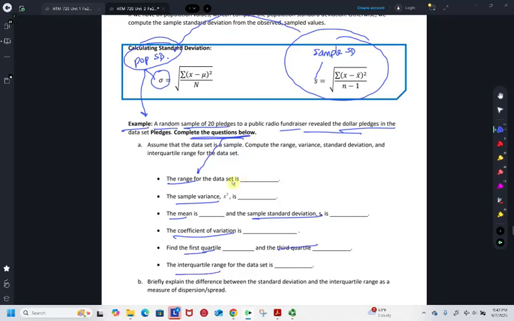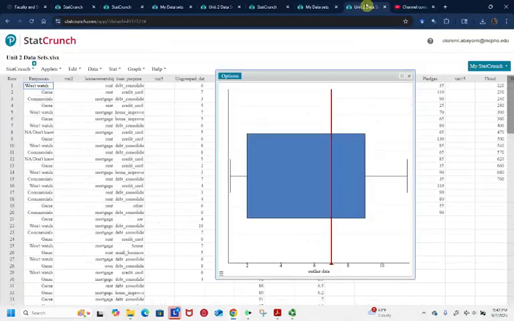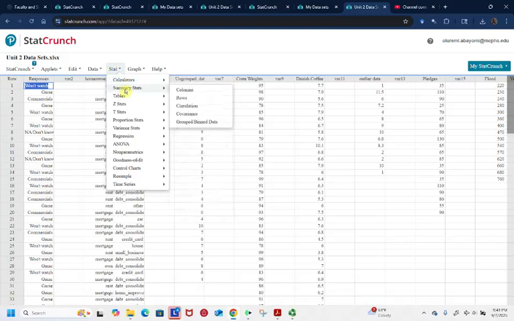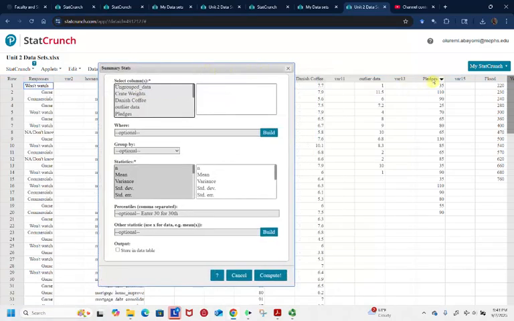Okay, to get started, let's navigate to StatCrunch. Let me pull that up. And in StatCrunch, I have the values on the pledge amounts. My interest is to compute some summary statistics for these data values. So I'll go to Stats, I'll go to Summary Statistics for data in a column and click on Columns. And I'm going to select Pledges, of course, so select Pledges.